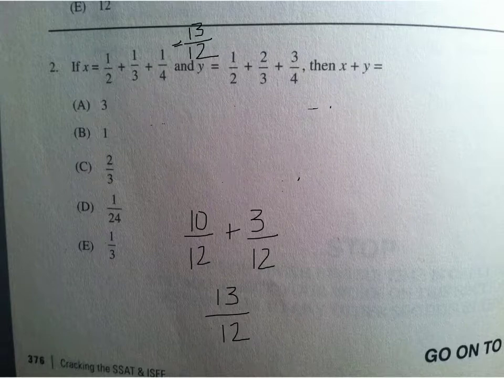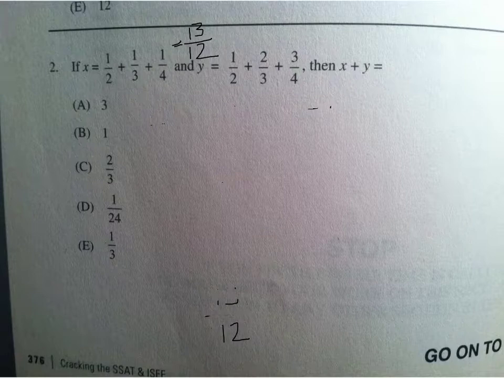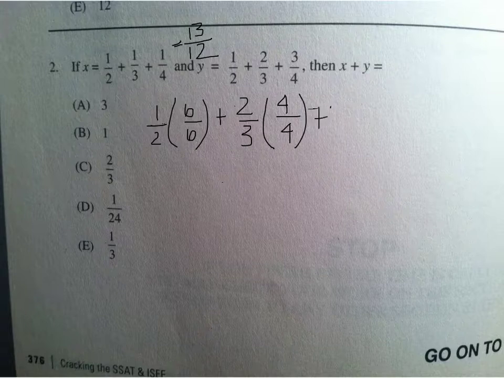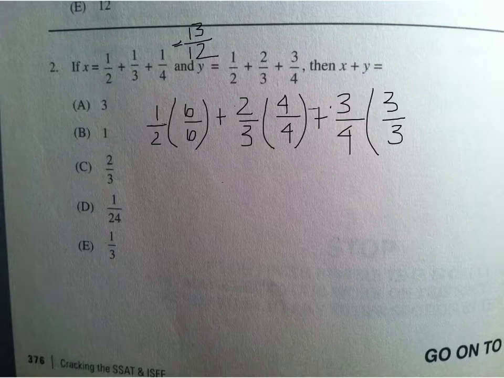So, if you pay attention to the numbers in y, you'll see that they all have the same denominator. So guess what? We can still use the least common multiple of 12. So, we'll go ahead and do 1/2. Multiply that by 6, which is the same thing we had before in the first one. 2/3. We'll multiply that by 4. 3/4. We'll multiply that by 3.